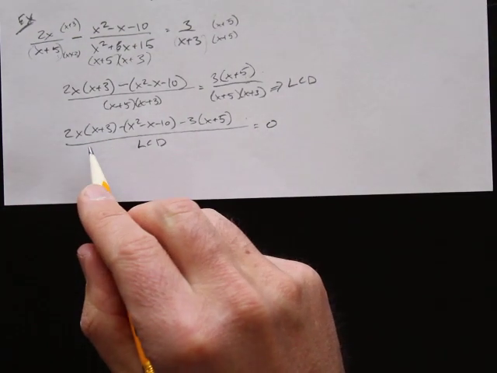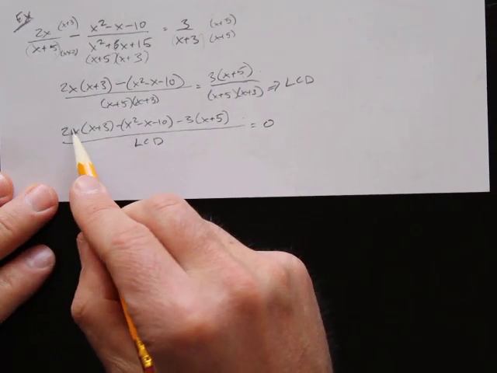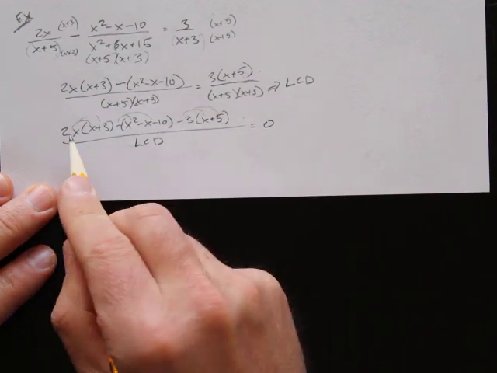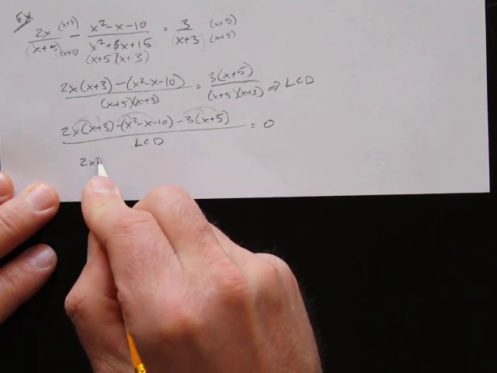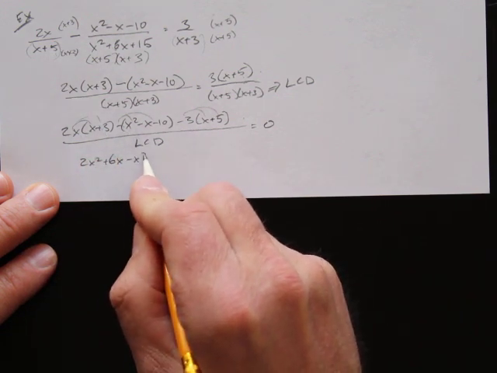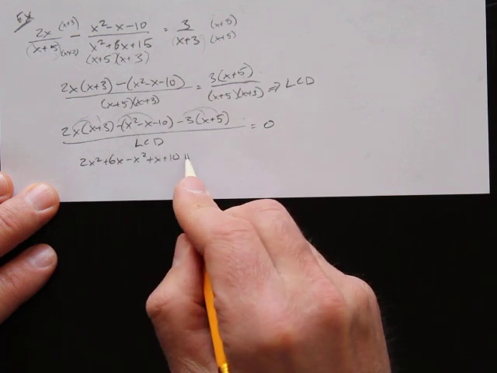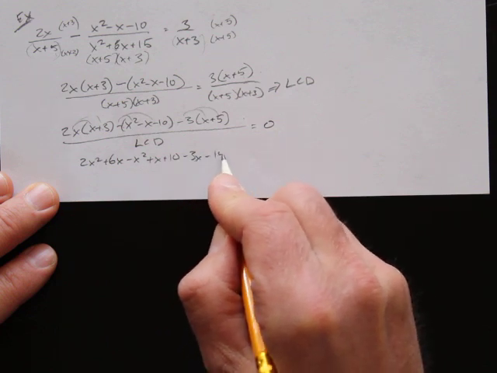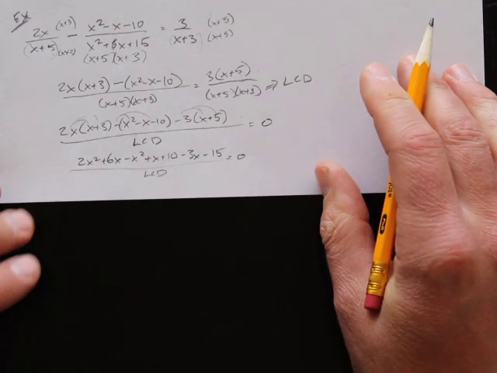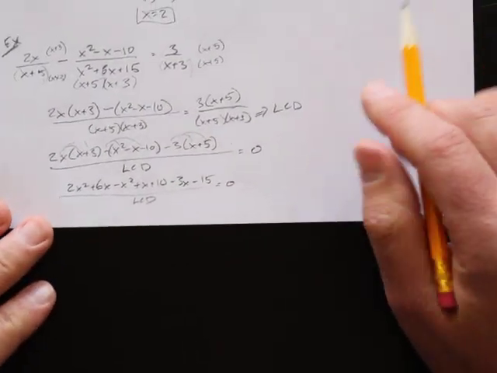Whew. Okay, now I'm going to distribute all of this stuff and see what I have left. This goes in here, this negative goes in here, this negative 3 goes in here. 2 times x is 2x squared, times 3 is 6x, negative x squared plus x plus 10 is what I get in there. Minus 3x minus 15 over my least common denominator equals 0. All right, looks like I'm going to need to move over here where I have a little more space.